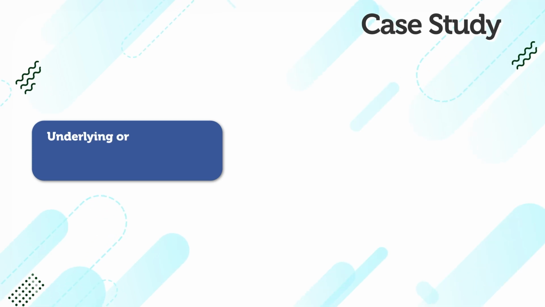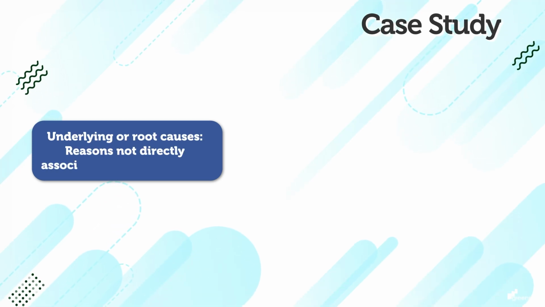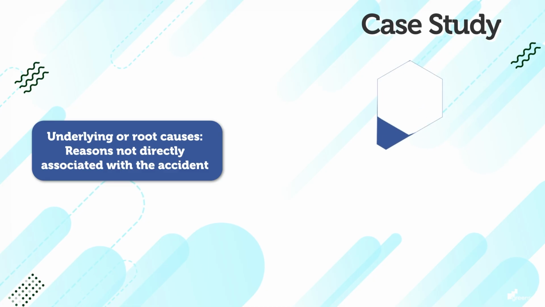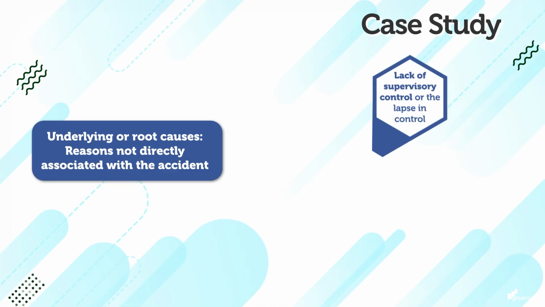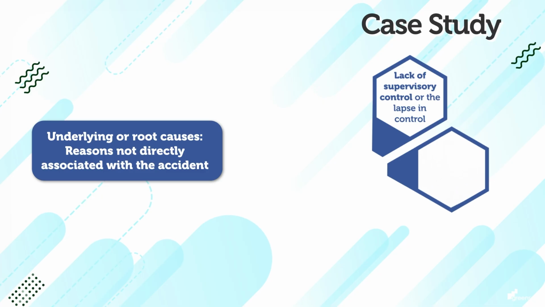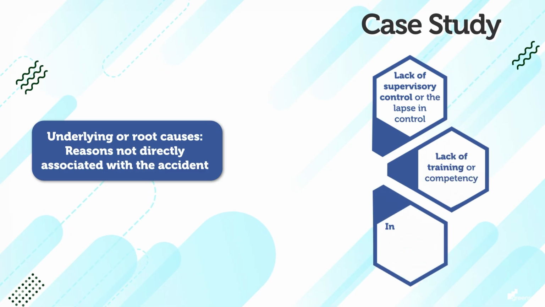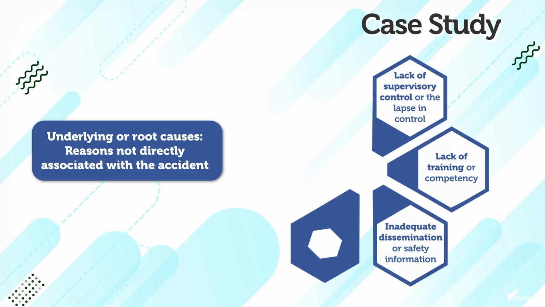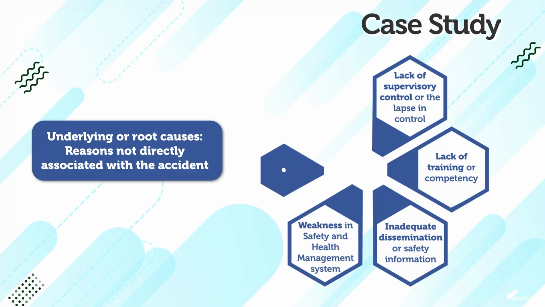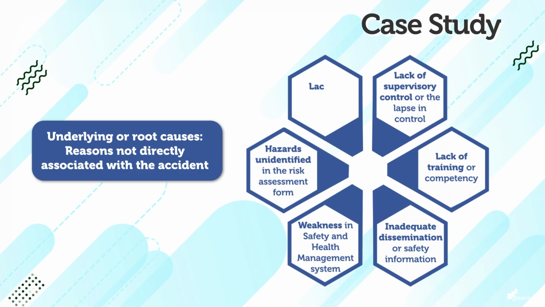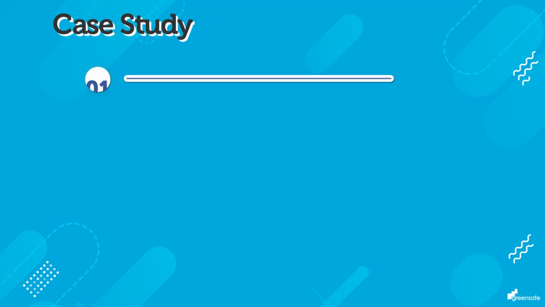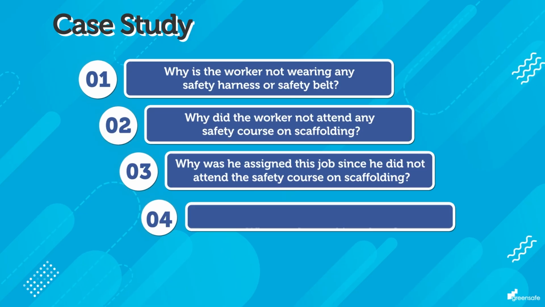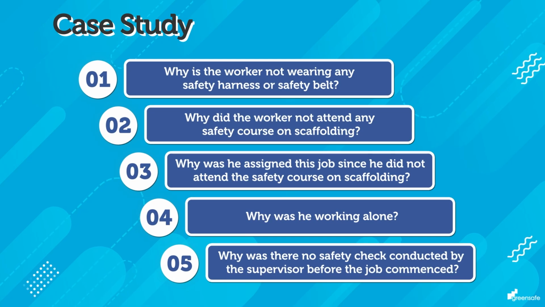Then, look for underlying or root causes, which are reasons not directly associated with the accident. Check if there is a lack of supervisory control or a lapse in control, lack of training or competency, inadequate dissemination of safety information, weakness in the safety and health management system, or a hazard unidentified in the risk assessment form. I used the 5 why analysis to analyze the root cause of these accidents. If you were using the 5 why analysis, what would your 5 why questions be?